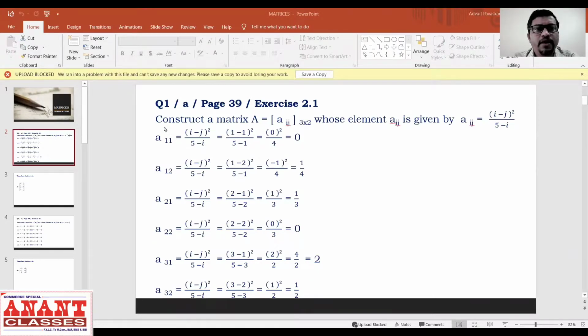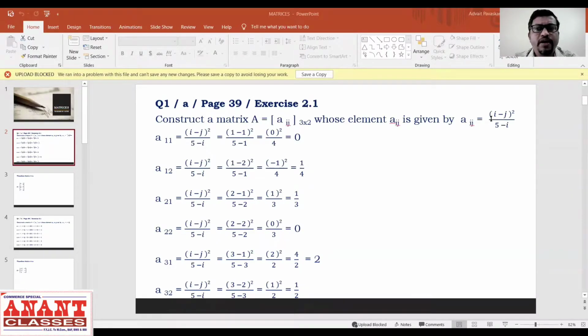Now the question is given: construct a 3 by 2 matrix A whose elements a_ij are given by a_ij equals (i minus j) whole square divided by 5 minus i. In that case there will be a total of 6 elements, 3 rows and 2 columns. So every element is to be calculated by this formula or by this equation.